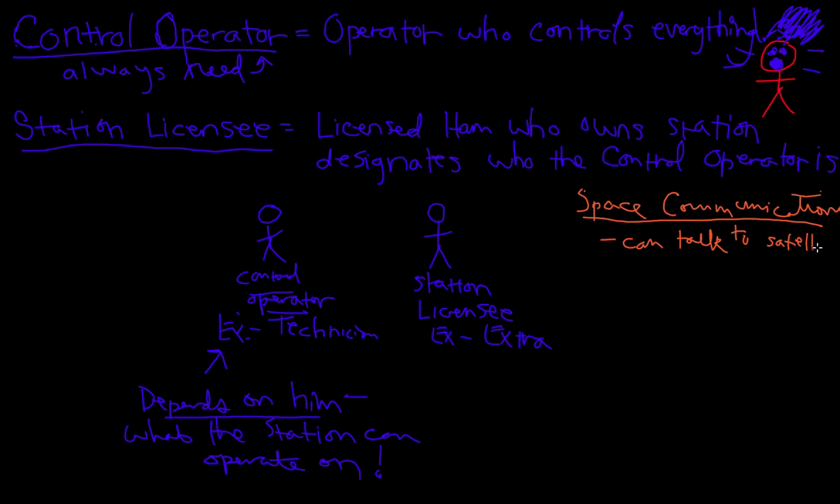All right, so now we're going to move away from the subject of control operator, and let's talk about something else. Instead of the control operator, we're going to talk now about the control point. What is the control point? Again, it's obvious from the name. The control point is the point or the location at which the station is being controlled, hence the name control point. Now, this is where things get really interesting.